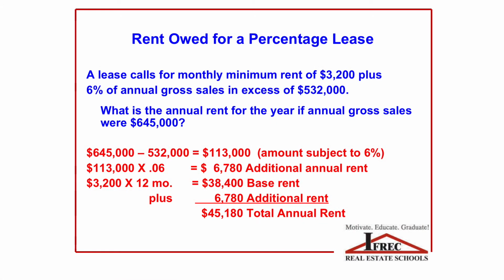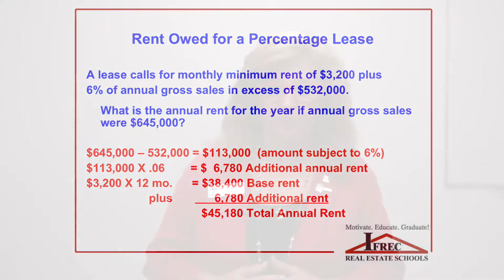A lease calls for monthly minimum rent of $3,200 plus 6% of annual gross sales in excess of $532,000. What is the annual rent for the year if annual gross sales are $645,000? The very first step in a percentage lease is you subtract those two sales figures.